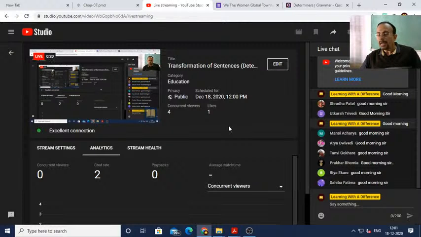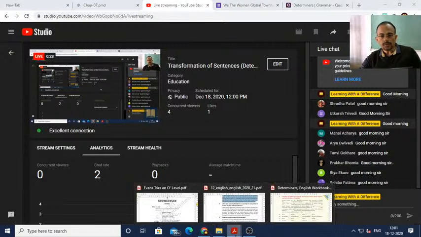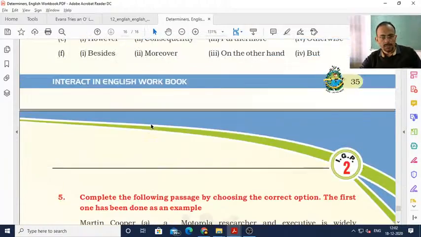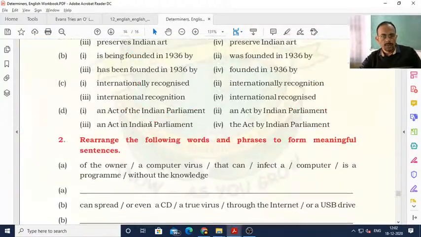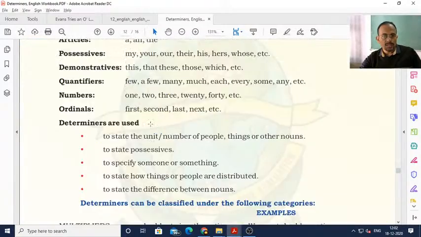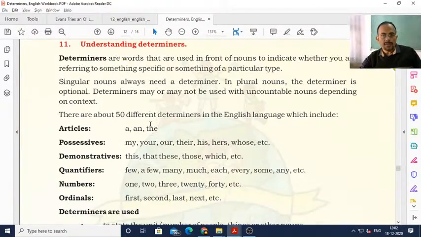So, today we shall wrap up the lesson, determiners. Before I wrap up, I'll just go with the exercise. So, this is the first exercise for you. So dear students, as I told you, determiners. Just a quick wrap up before we continue with the exercise. So see, this was the summary of determiners.